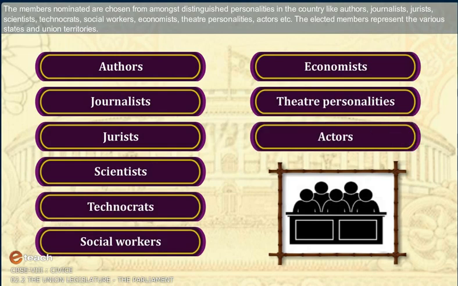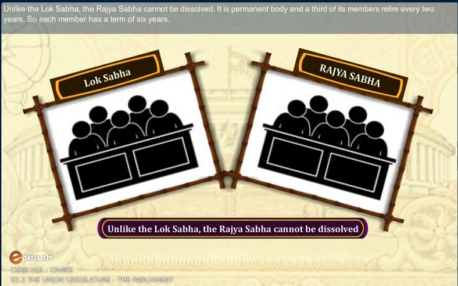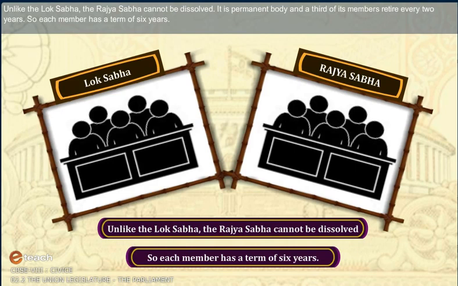The elected members represent the various states and union territories. Unlike the Lok Sabha, the Rajya Sabha cannot be dissolved. It is a permanent body and a third of its members retire every 2 years. So each member has a term of 6 years.